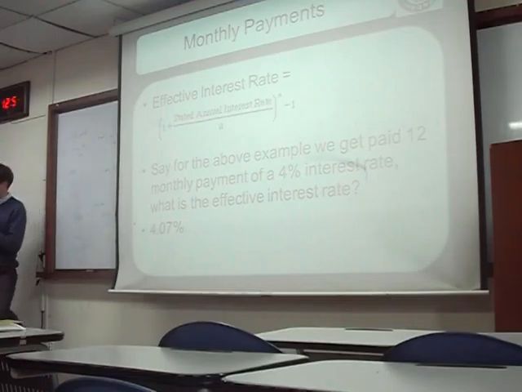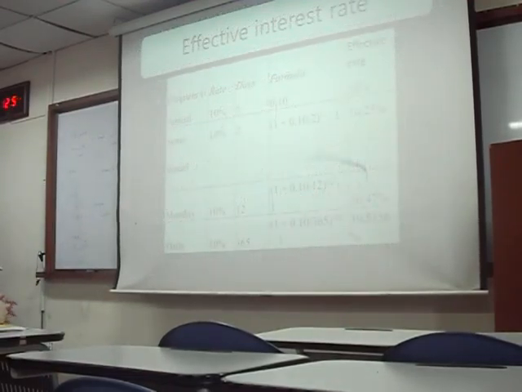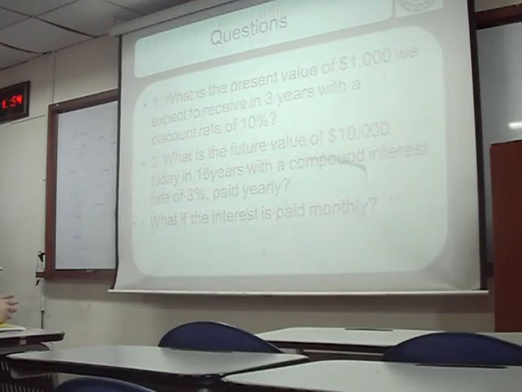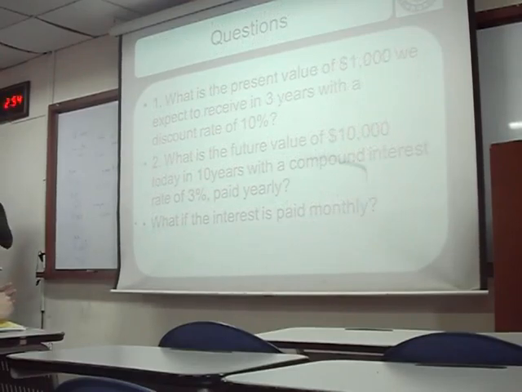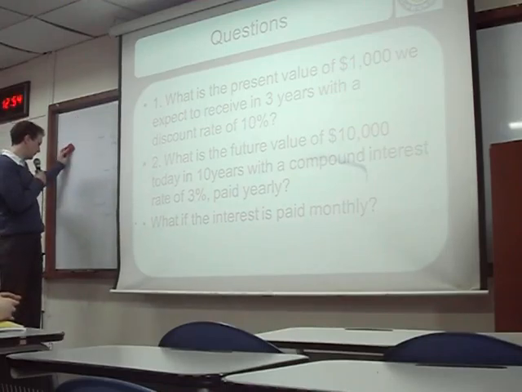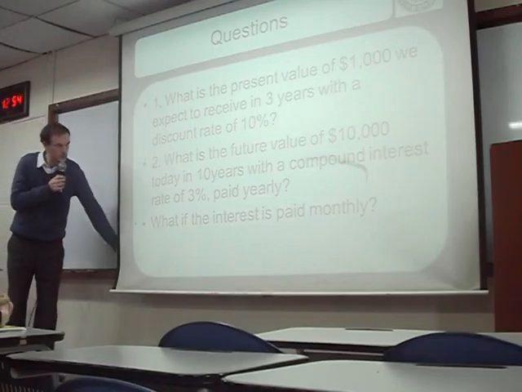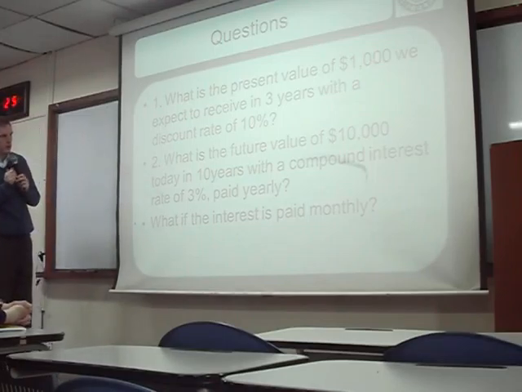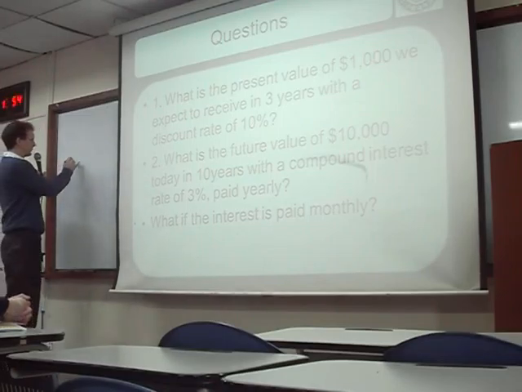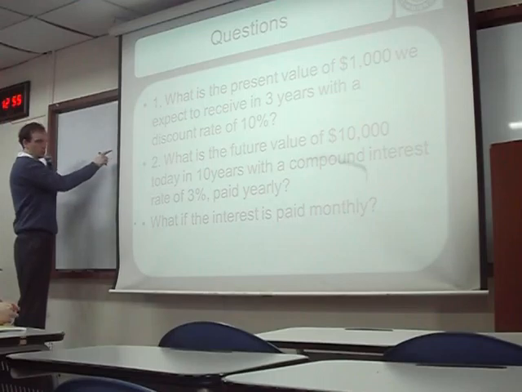Another way we can do that, maybe an easier way, if you don't like the effective interest rate, we don't have to find the effective interest rate. We can do this another way. Okay? We can use months instead of years. So in number 2, we have the future value of 10,000 in 10 years. How many months is in 10 years? 120. So we use 120. We use months instead of years.